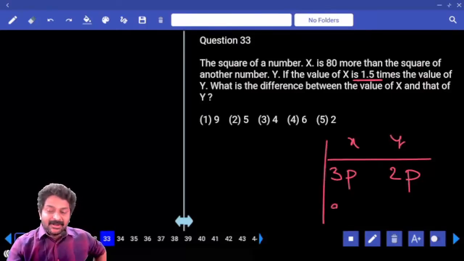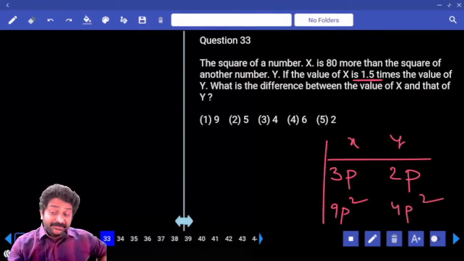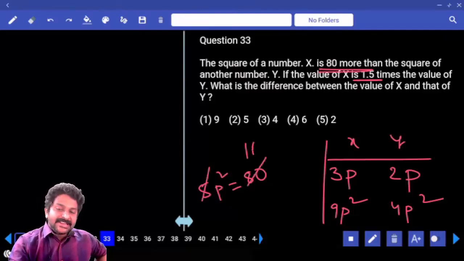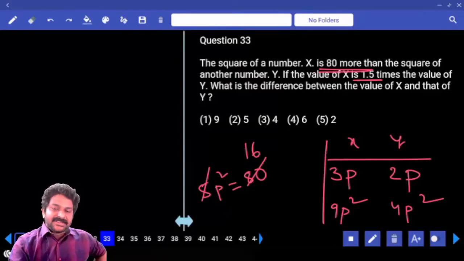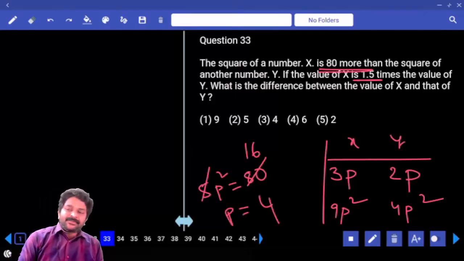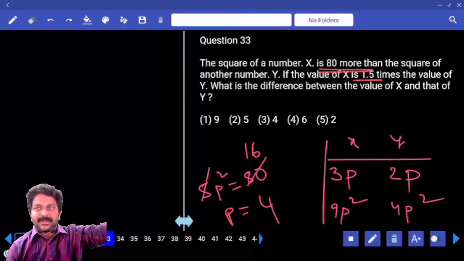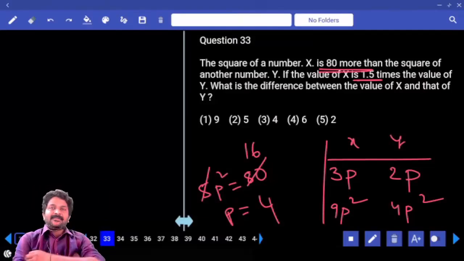The squares are 9p square and 4p square. According to the information, the difference of their squares, which is 5p square, is equal to 80, which is given in the question. 80 divided by 5 is 16. P square is equal to 16, so P is equal to 4. We were asked to calculate the difference between x and y. X is 3 parts, y is 2 parts, the difference is 1 part, which is equal to 4. Done.